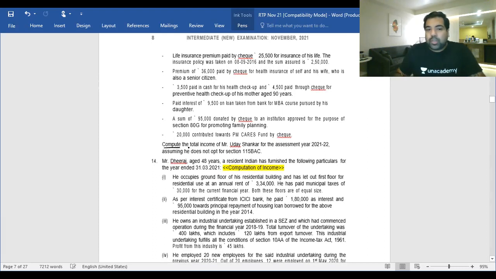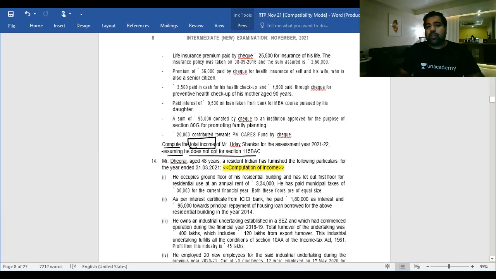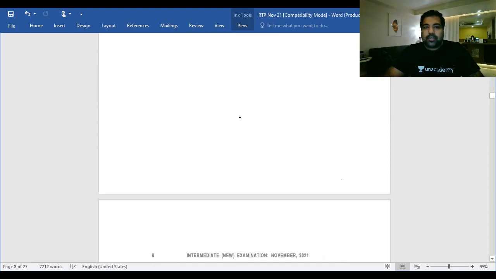They want us to compute the total income of Uday Shankar for the year, and assuming he does not opt for 115BAC. Guys, if you're looking out for 115BAC ever, I have a YouTube video already uploaded. Just search my name and go to my YouTube channel and watch the video. And this 115BAC has been simplified to a large extent. It is so simple if you watch the video. But in any case, here we don't have to opt for it. So you have to ignore it. And we have to only look at total income. That means all the heads, deductions, and total income, no tax. Perfect. Let's start this.